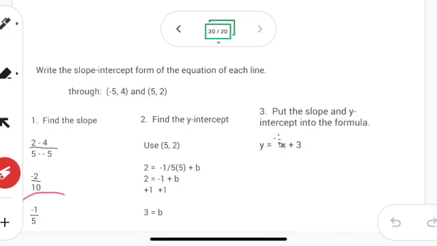So this one, again, we got -1/5 before, and I chose this point because it had a 5 as the x value. And then my answer was y equals -1/5 x plus 3.